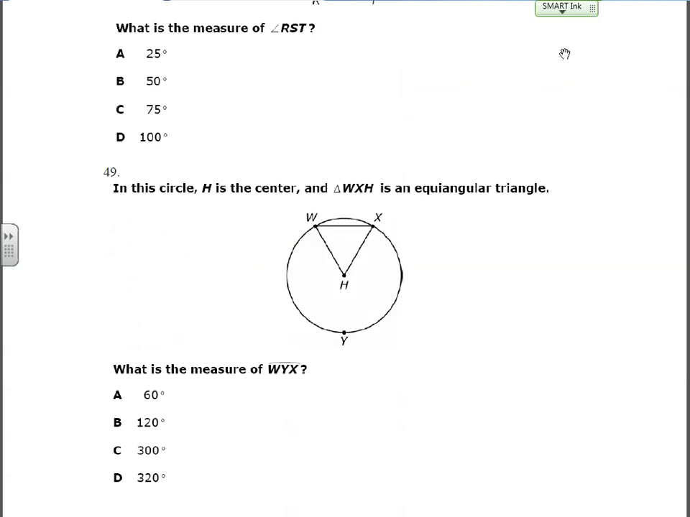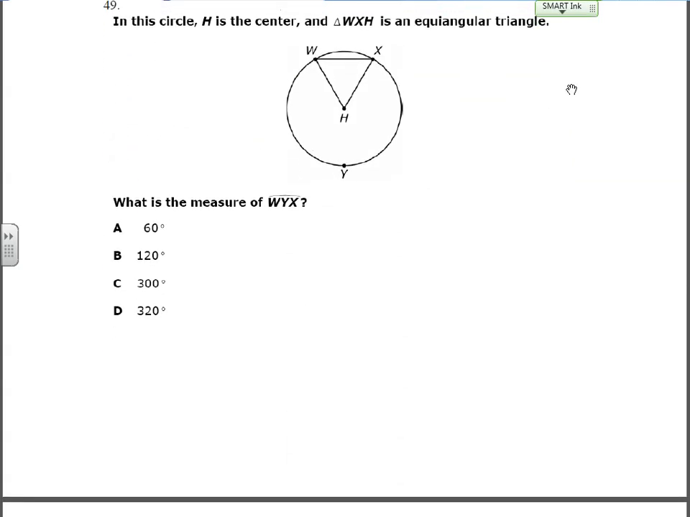49. Let's look at this logically here. In this circle, H is the center and WXH is an equiangular triangle. So all measures equal 60. What is the measure of WYX? Now, when you've got 3 letters here, it means you're going from W through Y all the way up to X. If you only have 2 letters, like we saw in previous ones, it's the most direct path. But if you want to go the other way, you need a 3rd letter, which means you're going from W through Y and all the way up to X.